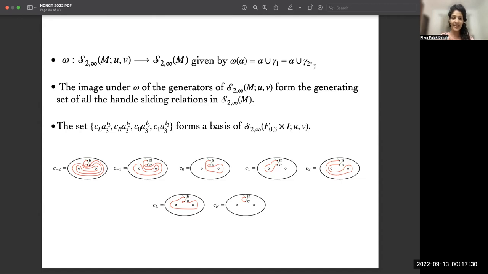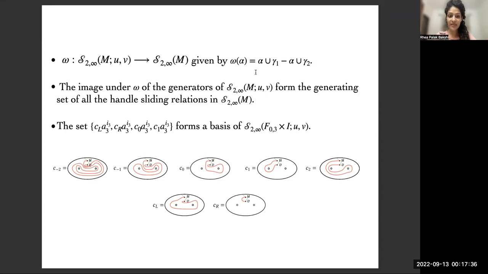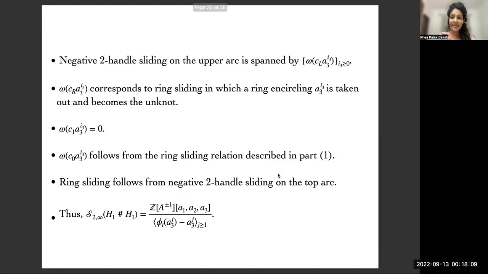So all we have to do is see what the image of the generators of the RKBSM is under omega, and that will give us the generating set of the handle sliding relations of the absolute KBSM of the three manifold. And so we showed that CL, CR, C0, and C1 form a basis of the relative Kaufman bracket Skein module of the disk with three holes times the interval. So CL is this diagram, CR is this diagram, C0 is this diagram, and C1 is this diagram. And then we just had to see what happens to all of these under omega.